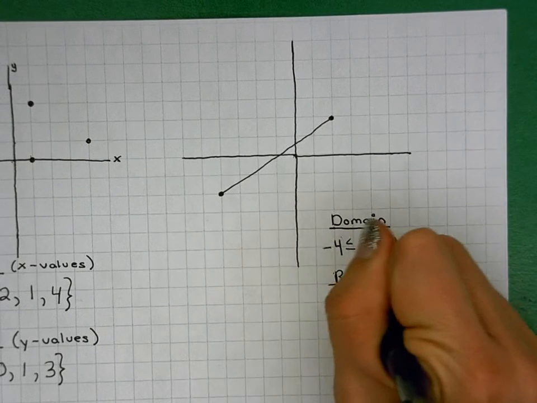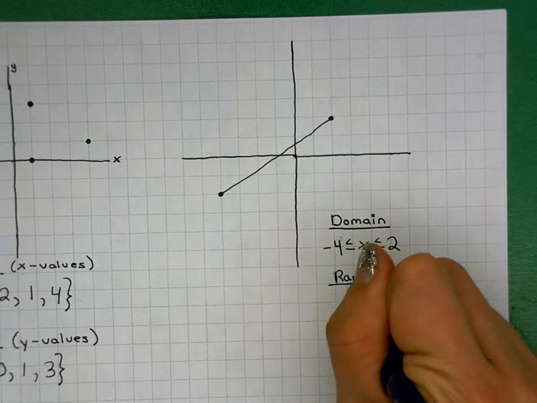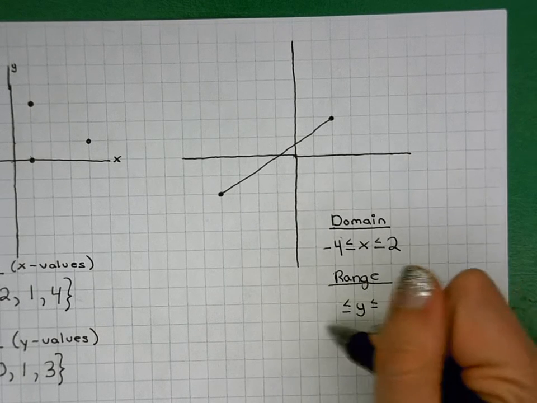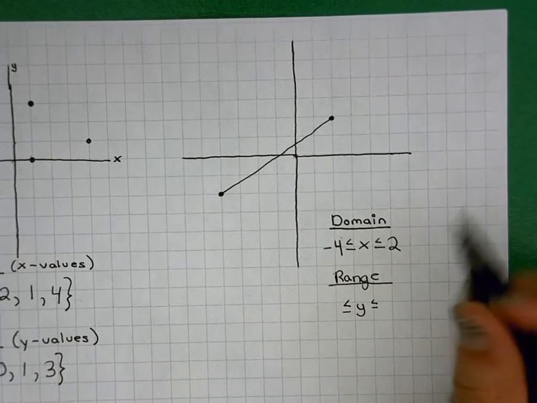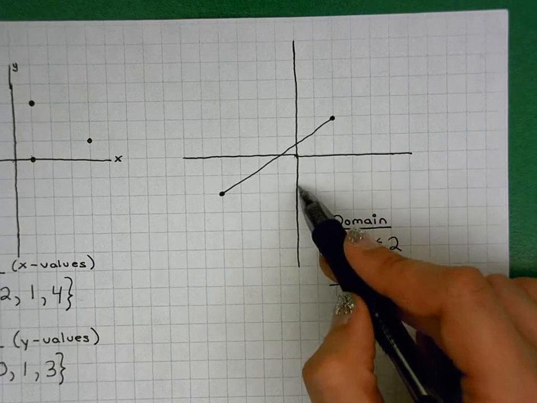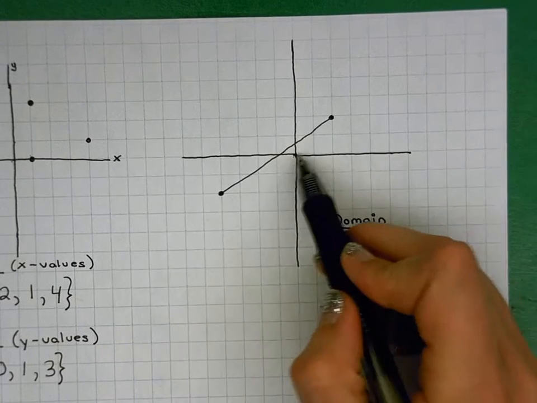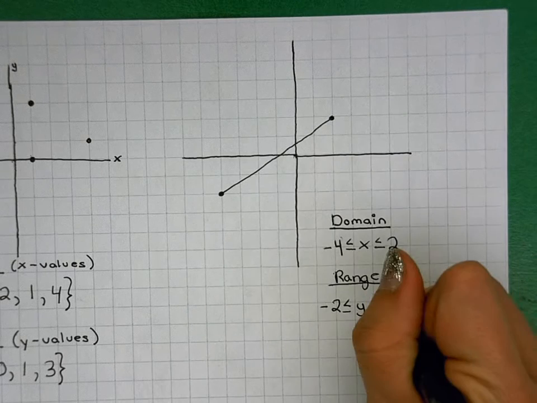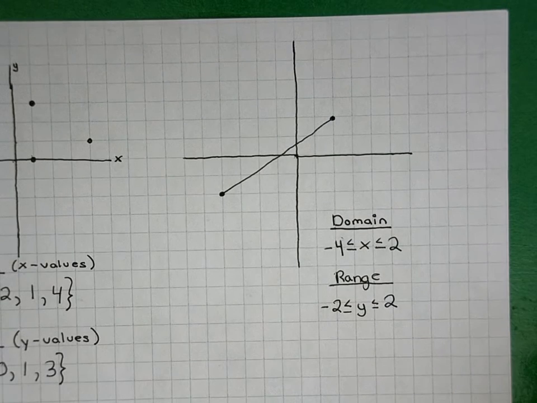Okay, for my range, also to be written in an interval. Remember, range are my y values, so I'm going to be asking myself what's the smallest y value and the largest y value. Well, the smallest y value is this point. That's the furthest down I've gone. It's down here at -2. And my largest y value is up here at 2, +2. Okay, so that's my range.